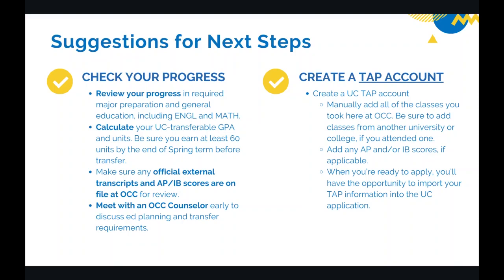Create a TAP account. This is the UC TAP account. Manually add all of the classes you took here at OCC. Be sure to add classes from another university or college if you attended one. That includes Coastline and Golden West. And add any AP and or IB scores if applicable. When you're ready to apply, you'll have the opportunity to import your TAP information into the UC application.